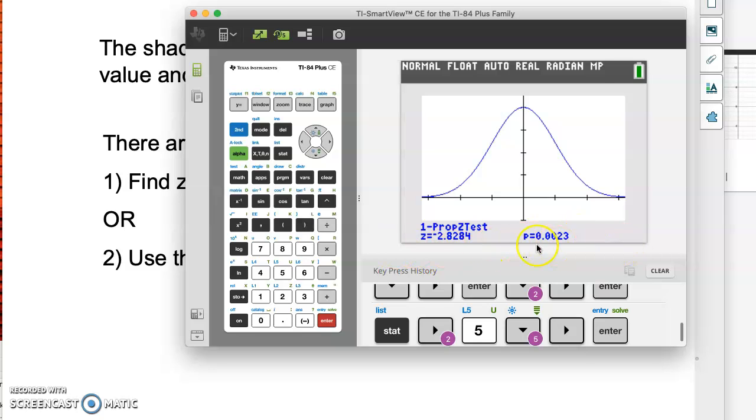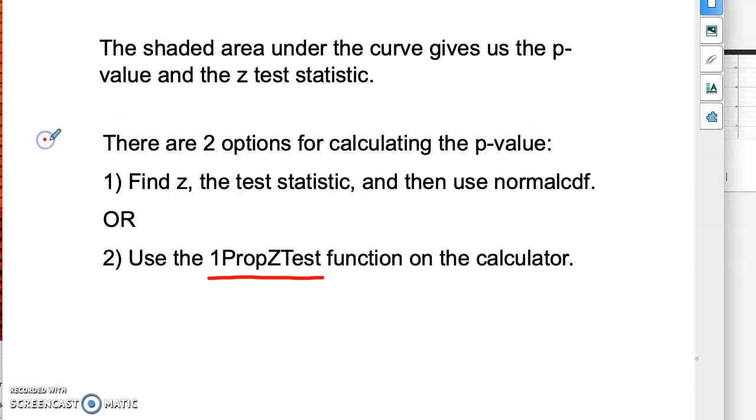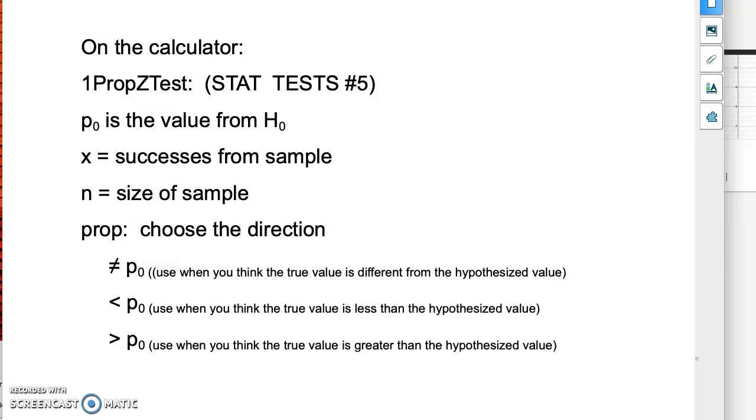We're interested in both of these numbers. This tells us how many standard deviations we are away from the mean, and this tells us the probability of getting these results, assuming that H0 is true. Okay, so here, let's see. Well, this is just more about how to do it on the calculator.